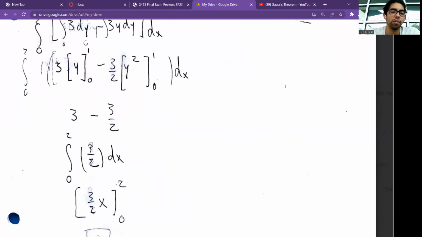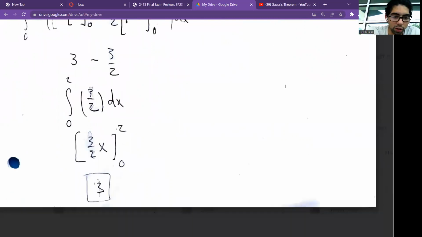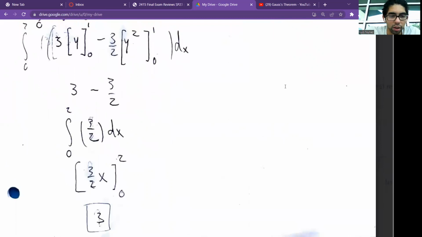Then you have your final component, x, from 0 to 2. When you integrate, you get just x, and when you plug in 2 minus 0, you get 3 halves times 2, which cancels out the 2 and ends up giving you 3.